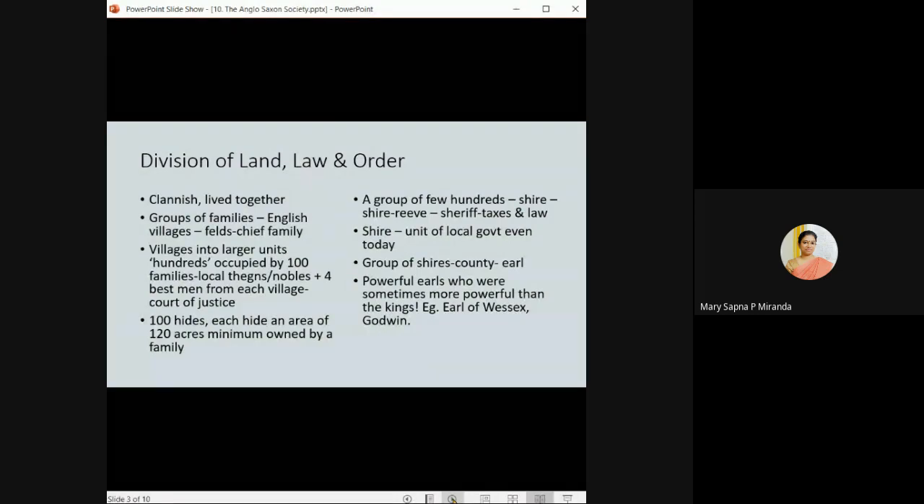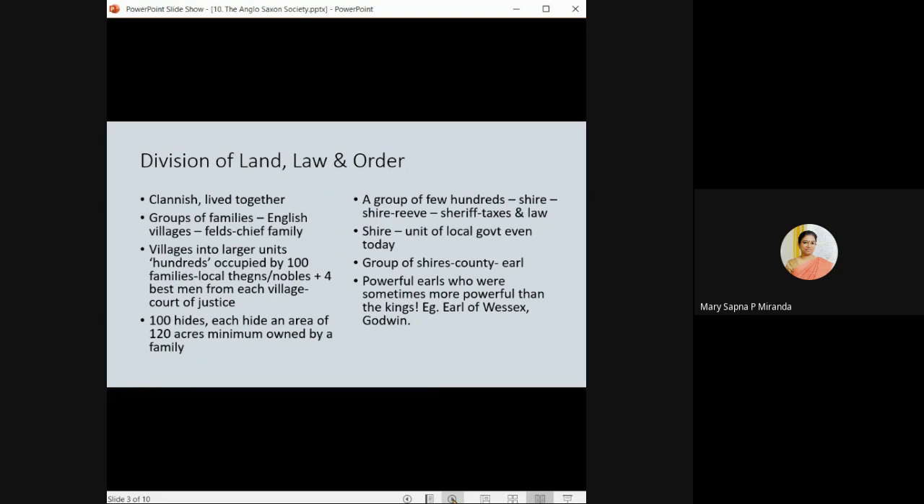They are called the local thanes or the nobles, and four best men from each village constituted the court of justice. So you have 100 families living together, and they were under the local thanes or the nobles, the most important families. And of these families, four best men were selected from each village. The group of these four best men constituted the court of justice.